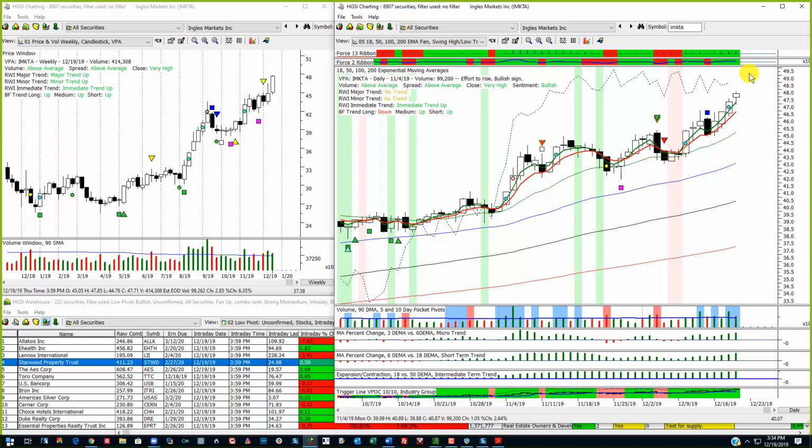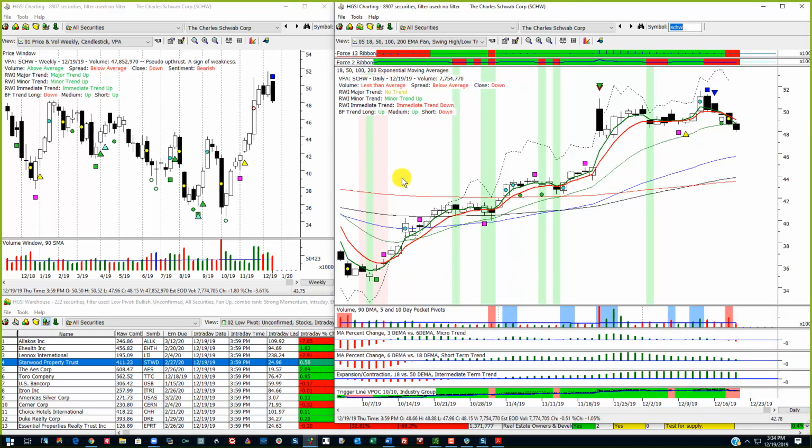Let's look at SCHW. Okay, lots of good pivots here. This pivot, you'd probably have been in. I don't think you'd have been stopped out. It depends on how close your stop is, but it would be below this pivot right here. Went up and then it reversed, of course. You'd probably have a trailing stop on that one.